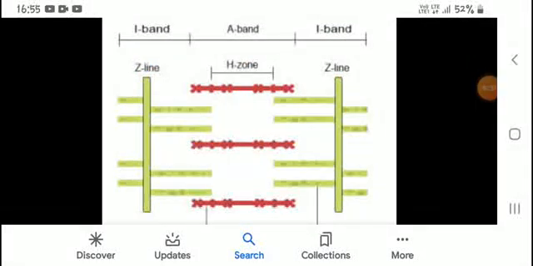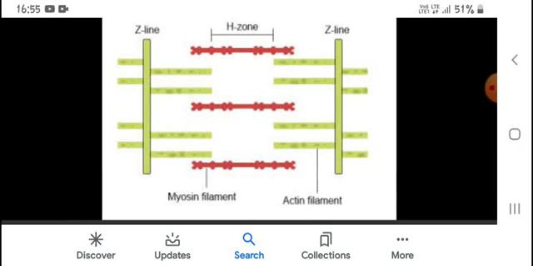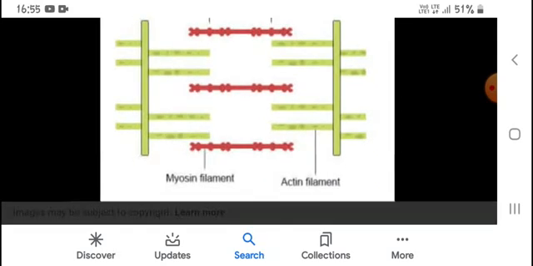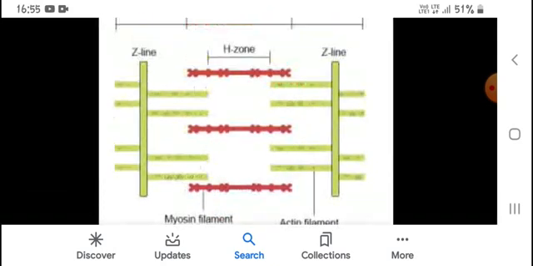Like this it will be. The isotropic band is the actin, which is very thin, not thick like myosin. This is the H zone that divides the myosin, and the Z line that divides the actin. Between the two Z lines is the sarcomere. The myosin is called the anisotropic band, and the actin is called the isotropic band.